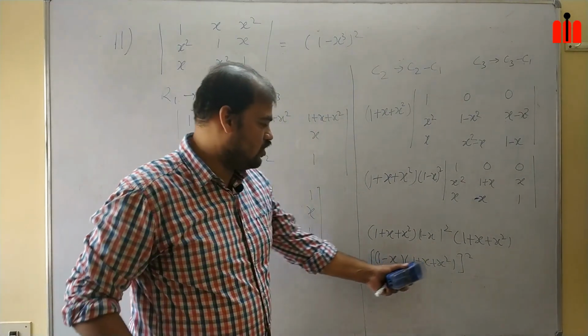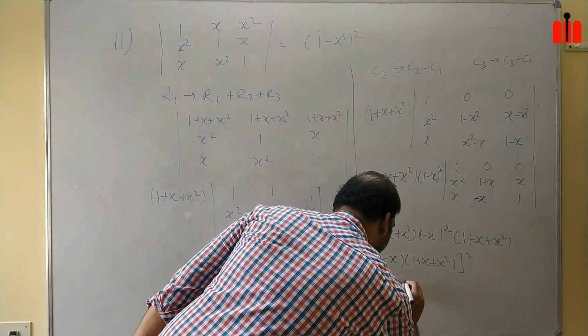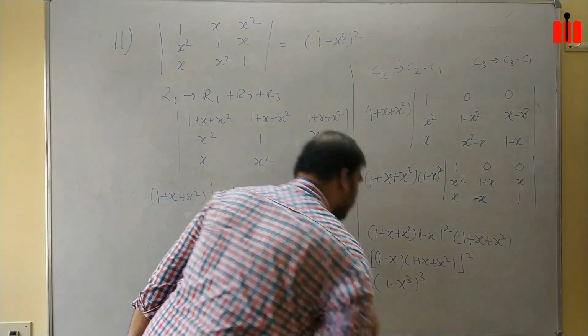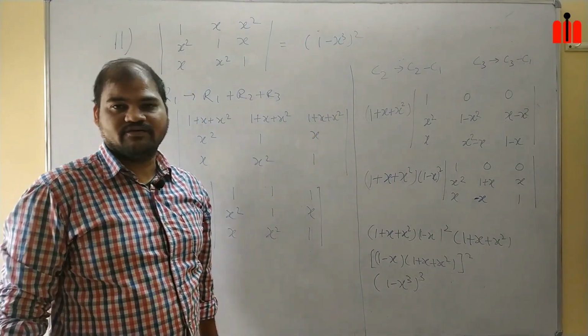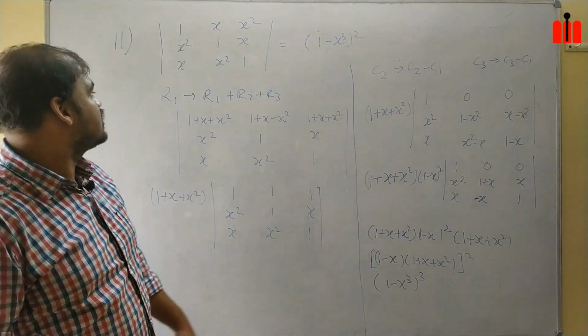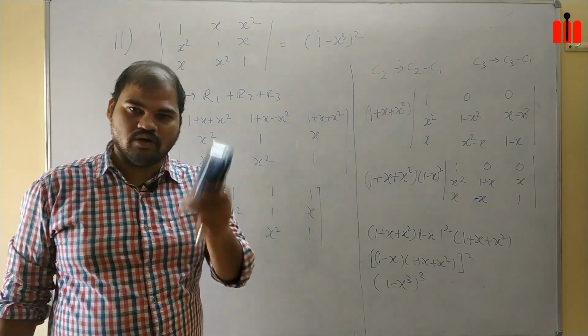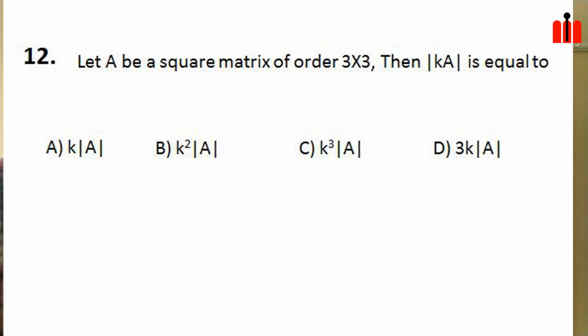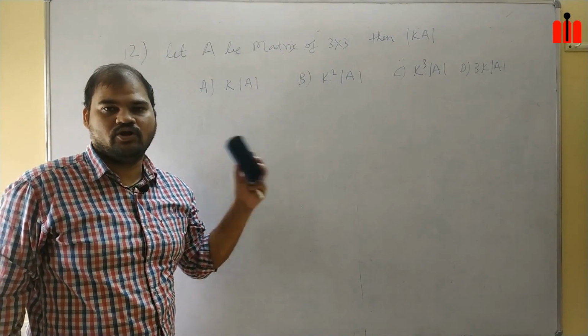So this is the formula of a cube minus b cube. So it will become (1 minus x cube) whole square. So you got what is there in RHS. So this completes problem number 11. Let's move on to problem number 12.